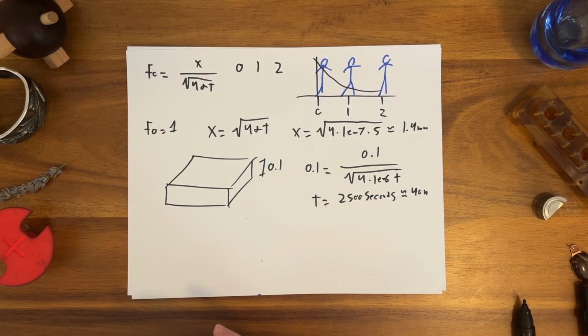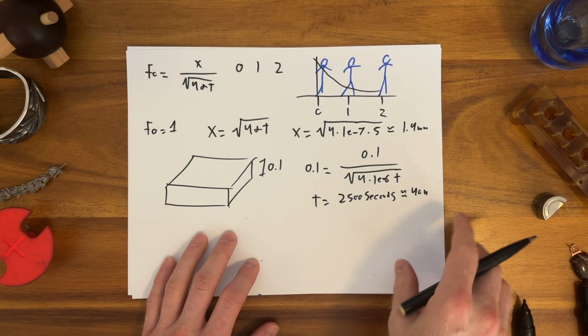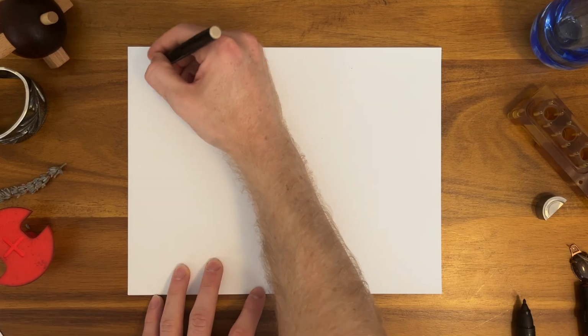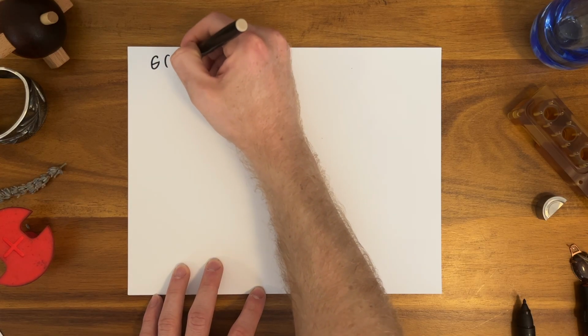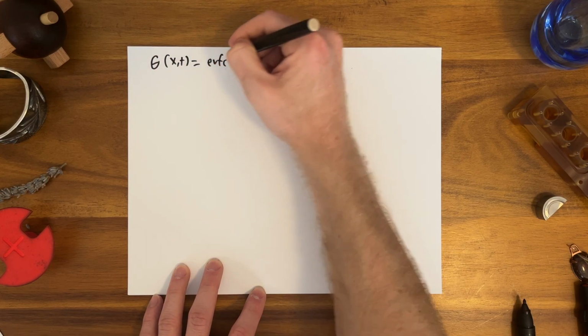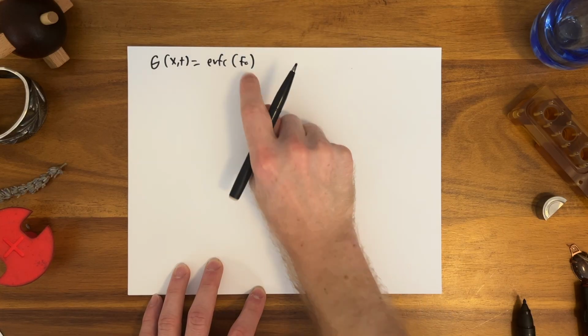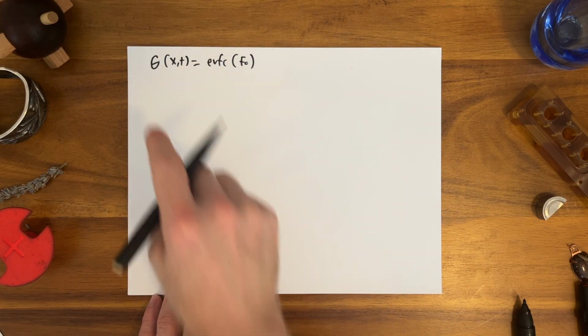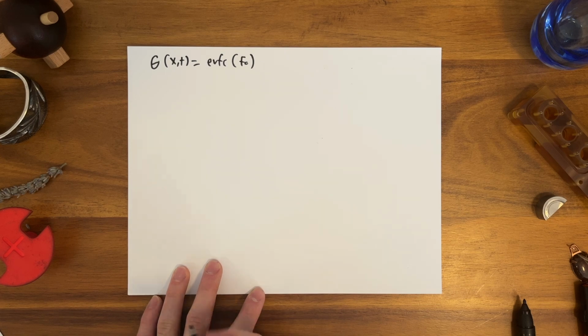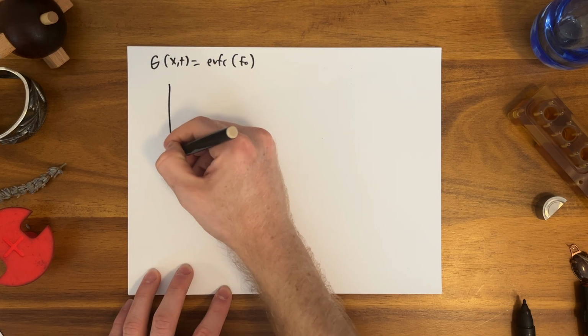Okay, so this is still all hand-wavy intuition. How do we get to real numbers? We have to go back to our original equation, which was theta of x and t equals the error function of the Fourier number. Fourier number is doing most of the work, but we need to get all the way out to the final answer. So let's actually draw this curve.